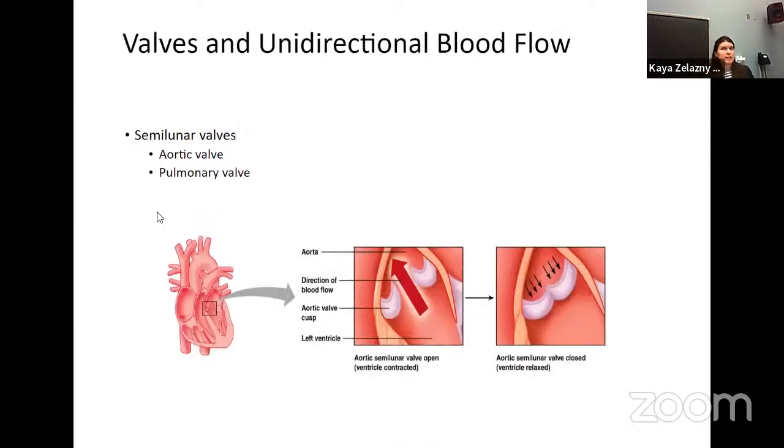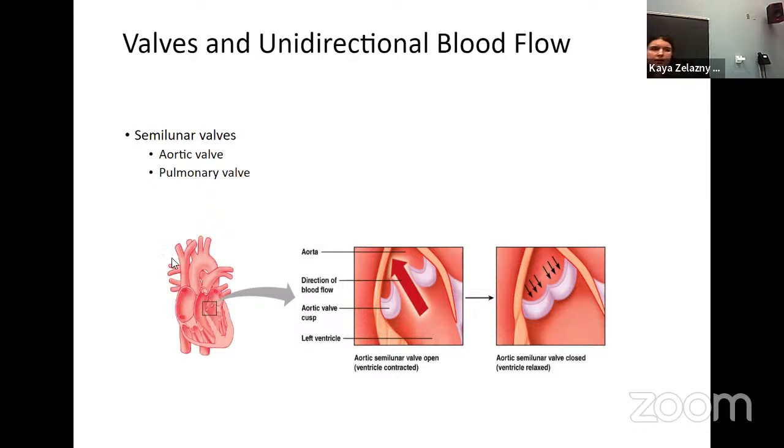We have a separate type of valve in our arteries. Our separate type of valve are semilunar valves. So we have them in the blood vessel that goes out to the lungs, in the pulmonary trunk, which is that first artery before it splits out to the right and left lungs. We have our pulmonary valve. And then in the aorta coming out of the left ventricle, we have an aortic valve.